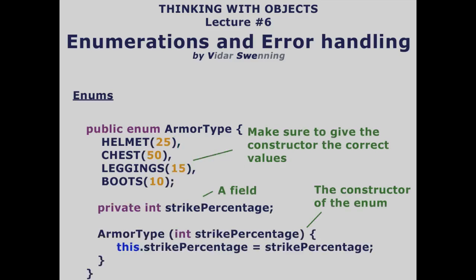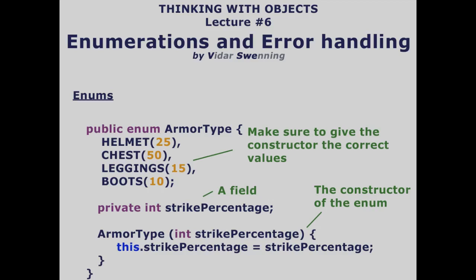And then what we have more is constructors. Remember that the constructor of the enumeration can't be public nor protected, but it can be private or the default, as you can see here. We don't have any modifier in front of ArmorType in the constructor there. The constructor asks for parameters like any other constructor, and in this case we have int strikePercentage. Therefore, when we have helmet, chest, leggings and boots at the top, and remember you have to have them at the top, we need to specify one integer each, and here we store them in strikePercentage.